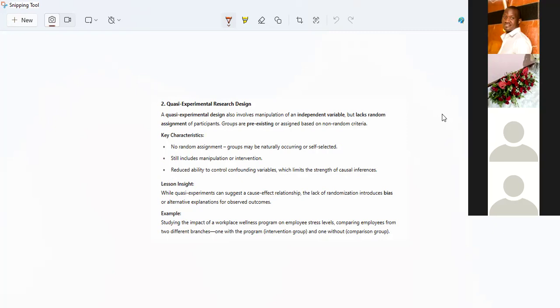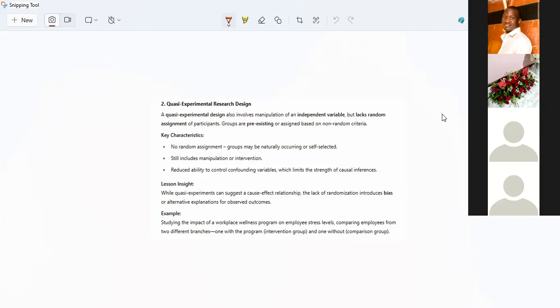The other characteristics are that it still includes manipulation, intervention, and there's reduced ability to control the confounding variables, which limits the strength of causality. So here, the quasi-experiments can suggest a cause-effect relationship, but they lack randomization, and it induces the aspect of bias or alternative explanation for the observed outcomes.